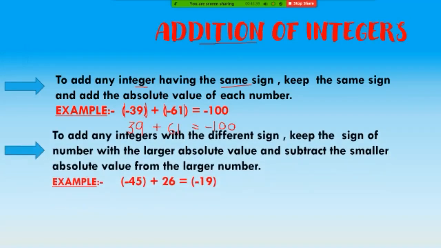And to add any integer with different signs, we have to keep the sign with the larger absolute value and subtract the smaller absolute value from the larger number. So here is an example, minus 45 and 26. We'll first find the absolute value of these two numbers. Minus 45 and 26 is already in its absolute value. But we'll just put the bars for our convenience.